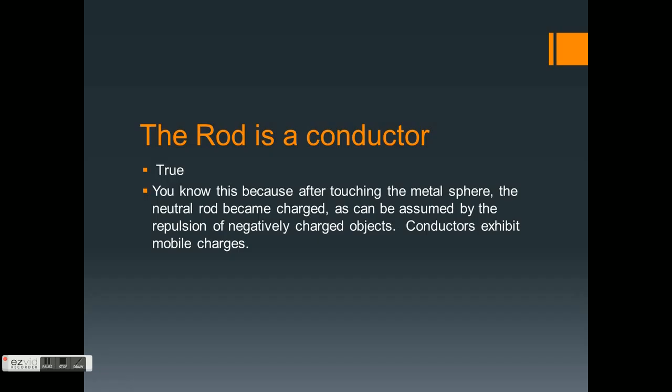So this is a true and false problem. The first statement: the rod is a conductor. That is true. You know this because after touching the metal sphere, the neutral rod became charged, as can be assumed by the repulsion of the negatively charged objects. You know that conductors exhibit mobile charges, so this is a conductor.